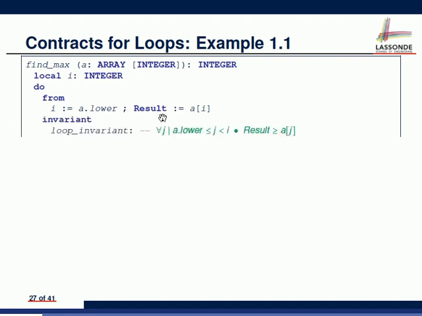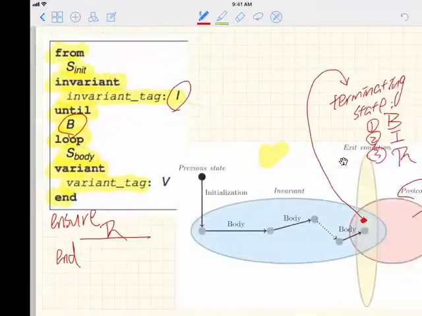Okay. And then the invariant is as follows. Let's try to understand this predicate logic here. Over here we say for every j such that j is in between a dot lower, the minimum index you can have, and also I, which is the current value of the loop counter. Now notice that over here it's strictly less than I. Okay, I want you to pay attention to that. There's a reason for that, as we'll see. And then we say that for every such j, result is larger than or equal to A[j].